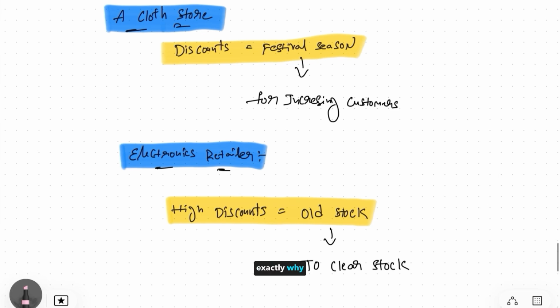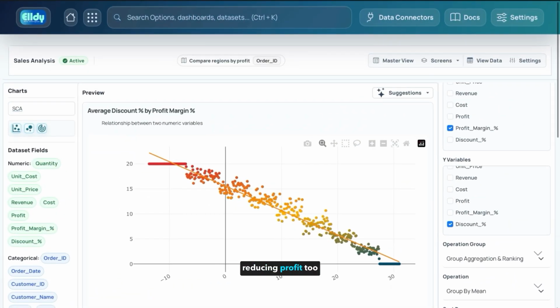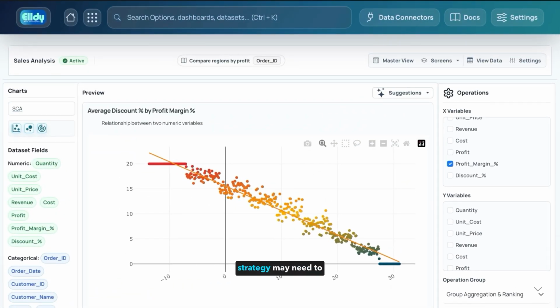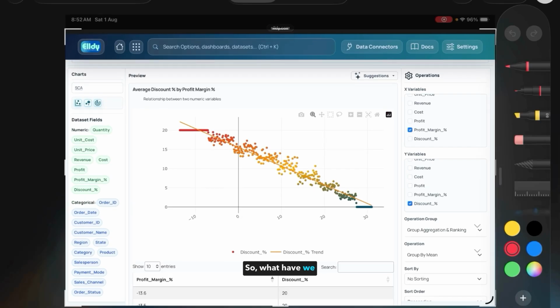This is exactly why data analytics is so valuable. Instead of making decisions based on assumptions, businesses use data to understand the impact of their pricing strategies. If discounts are reducing profit too much, the pricing strategy may need to be revised. On the other hand, if a small discount increases sales while maintaining healthy profit margins, it can be a smart business decision. So, what have we learned?